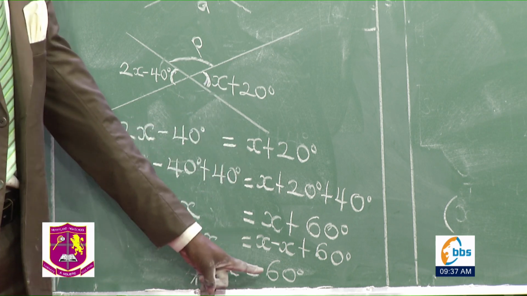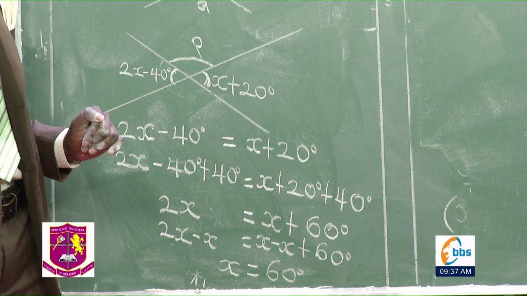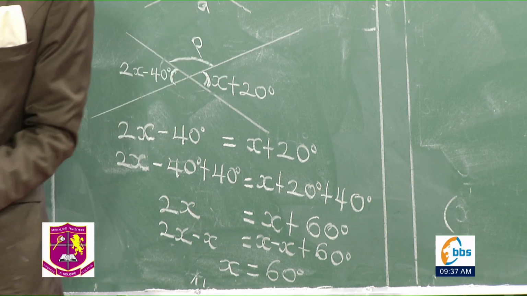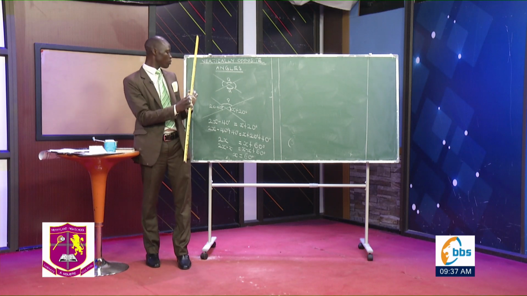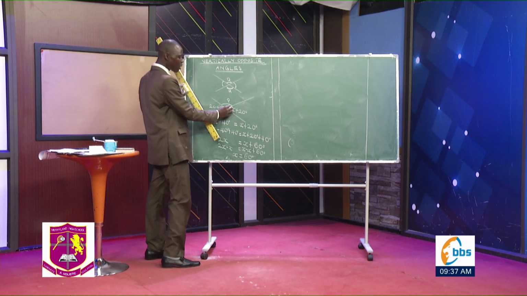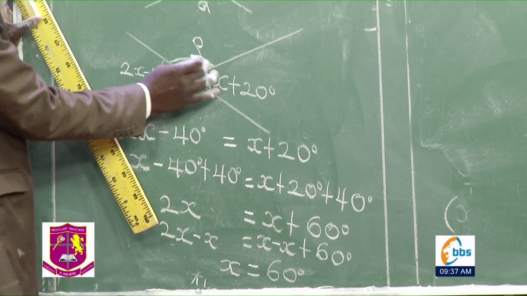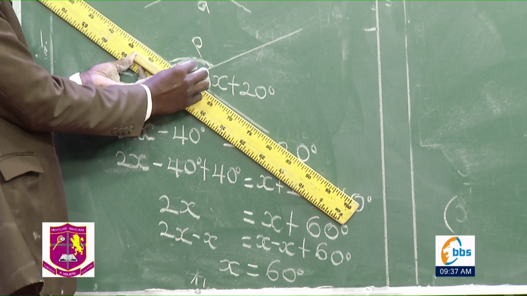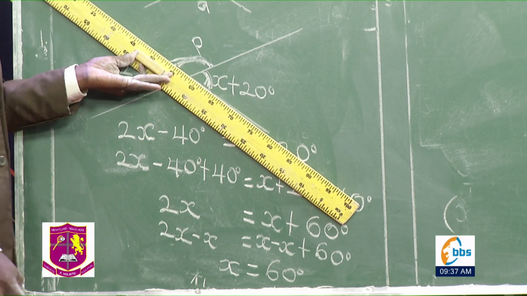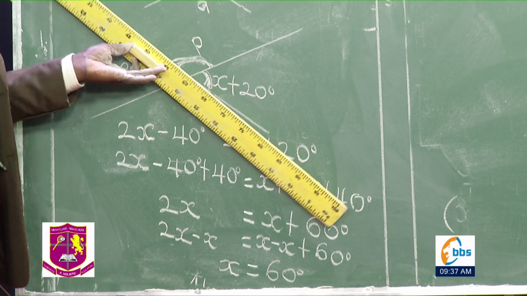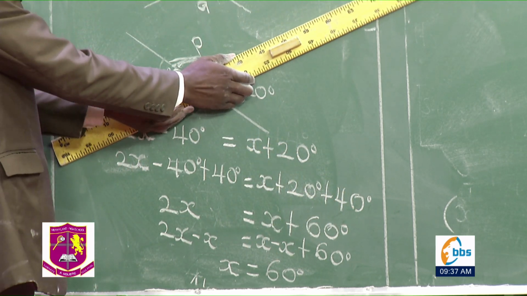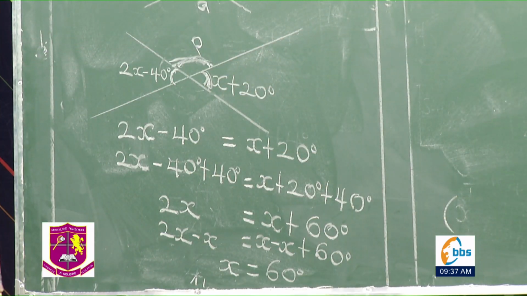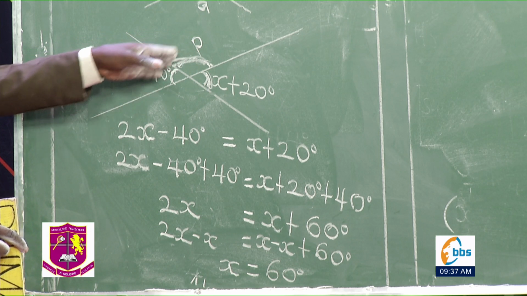So the value of x here will help us find the value of p. We shall employ the method of angles on a straight line to find the value of p. When you check this line, there are angles formed on a straight line here. These two angles are formed on this side of the straight line. So when you get this angle plus this one, you get 180 degrees. Or you can decide to use this side of the straight line. This one plus this one, you will still get 180 degrees. You can decide to use this side of the straight line.